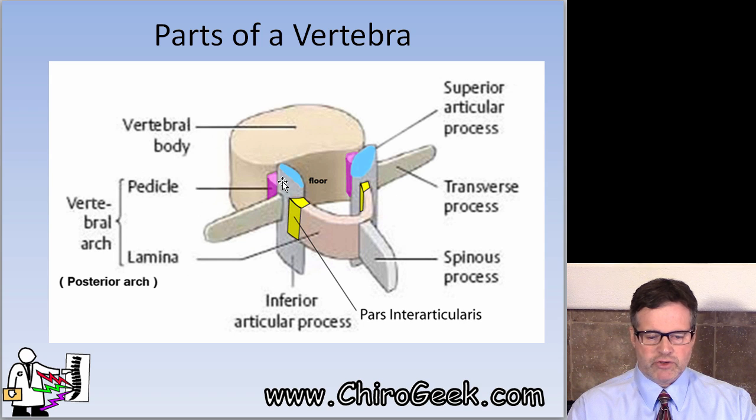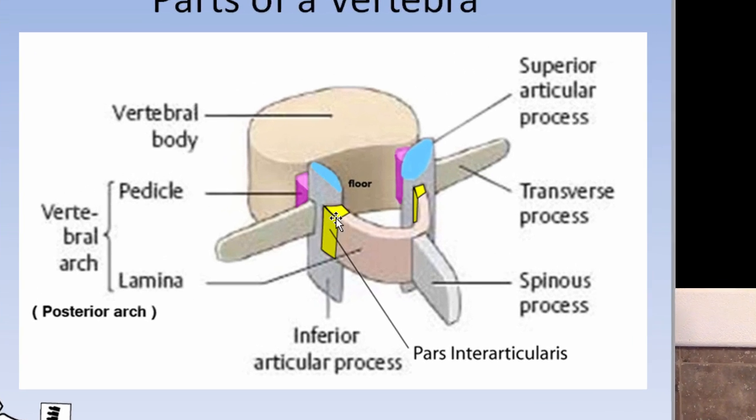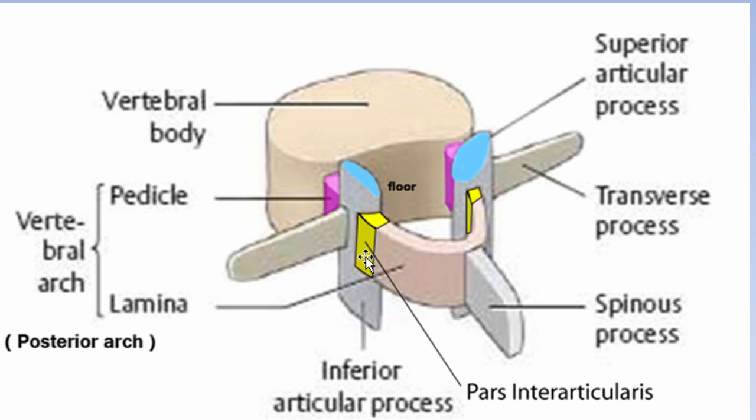Now, going posteriorly, we have the thinnest, most delicate part of the lumbar vertebra, and that's the pars interarticularis. If you have a spondylolysis or a spondylolisthesis, you're familiar with this term because the odds are this is where your fracture is or this is where your malformation is. I won't get into spondylolisthesis, but I have an entire page of that at chirogeek.com.